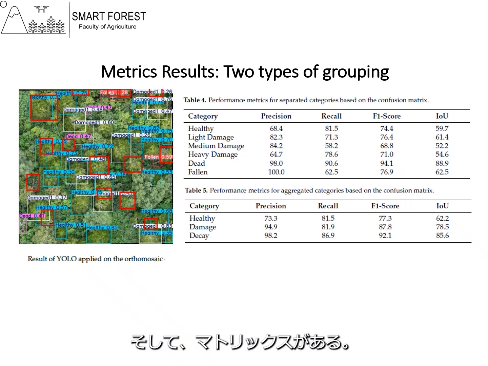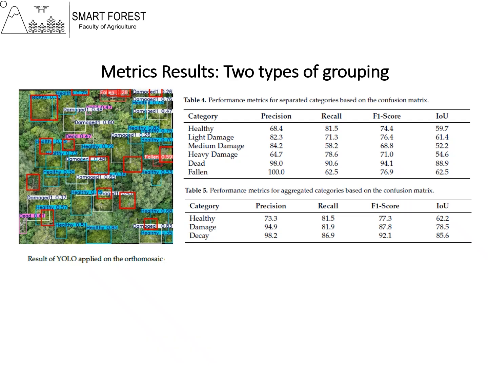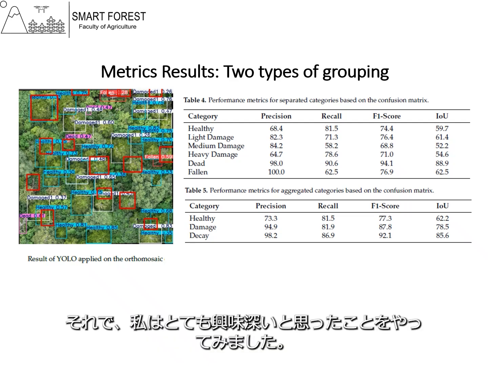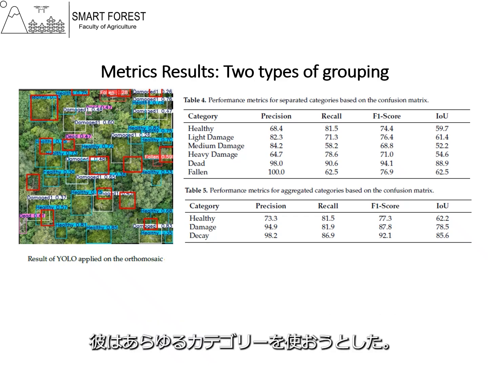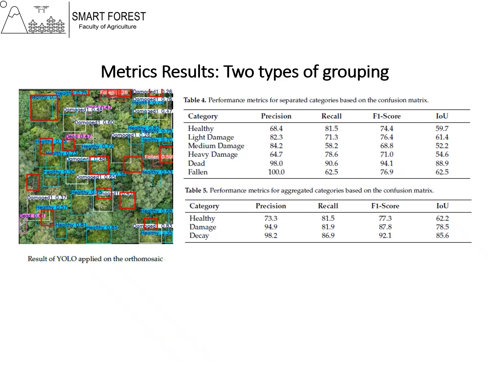Then you have the metrics. So this is already the evaluation of the model. Tobias did something that I found quite interesting. He tried to use all the categories. So divide the different health categories, especially the damaged, between three categories, which was the light damage, medium damage, heavy damage, but also include the dead, the fallen, and the healthy.